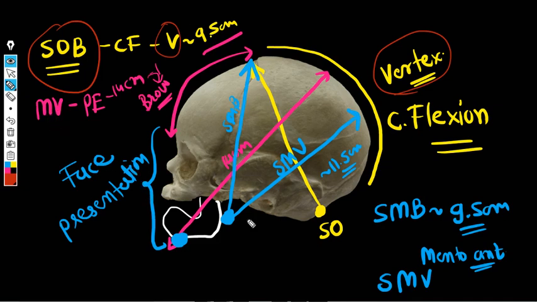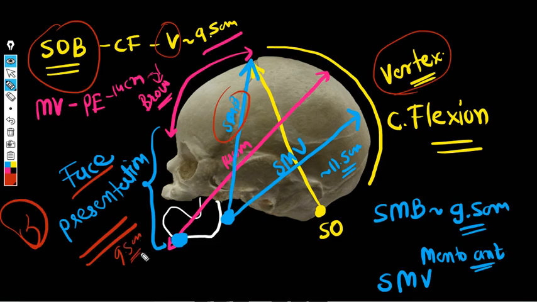Okay, now the third presentation we have is face presentation. In face presentation, the engaging or presenting part will be the face, and the engaging anterior posterior diameters will be 2 diameters depending on the position of the mentum, whether it is anterior or posterior. If the mentum is anterior, then the engaging diameter will be submentobregmatic, this one. This is also 9.5 centimeter, and this is okay. The head can pass fast through the pelvis.